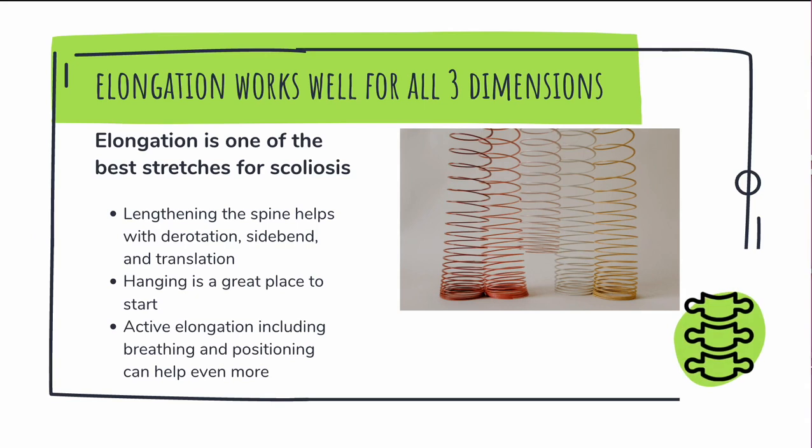That is why elongation is one of the best stretches for the scoliosis spine. Lengthening the spine helps to derotate, helps with the side bend, helps with the translation. Think about the analogy we used at the beginning of the course of that slinky, right? If we pull from either end, we're getting that rotation, that side bend to straighten out. We're going to start with some hanging exercises in order to find that elongation. If you find that elongation and include breathing and positioning, this can help you even more to find a good position of your spine. We'll go into great detail of these stretches in our lab section of the course.